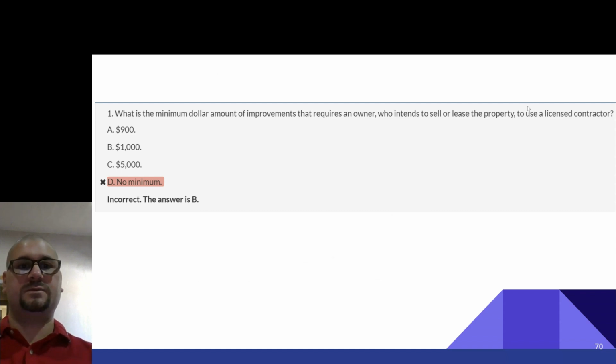What is the minimum dollar amount of improvements that requires an owner who intends to sell or lease the property to use a licensed contractor? Bravo, $1,000.